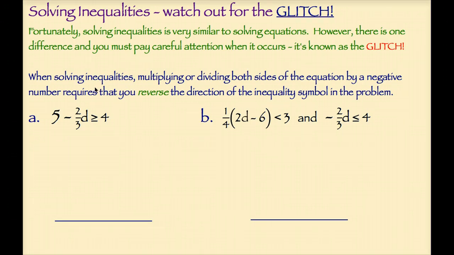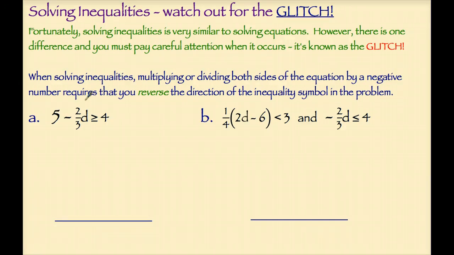What is the glitch? When solving inequalities, multiplying or dividing both sides of the equation by a negative number requires that you reverse the direction of the inequality symbol in the problem. So seeing the glitch, recognizing the glitch, helps you to know what you need to do as a consequence of the glitch. So let's go ahead and solve a couple of equations and see if we trigger the glitch.